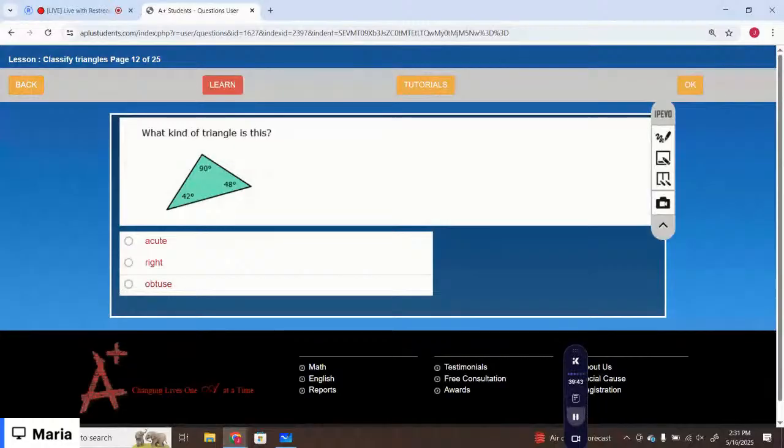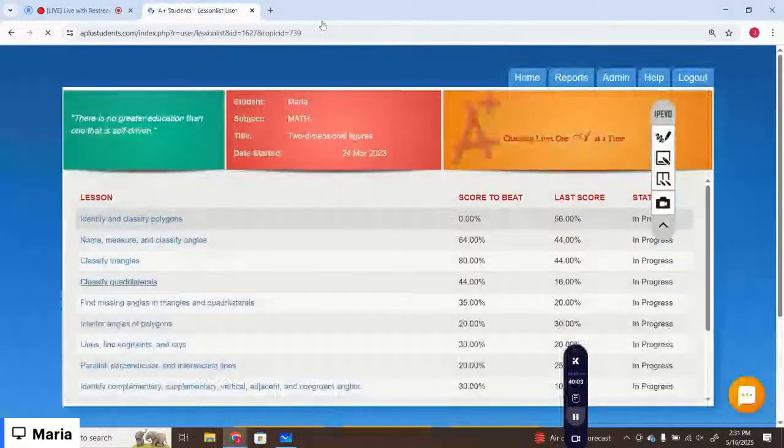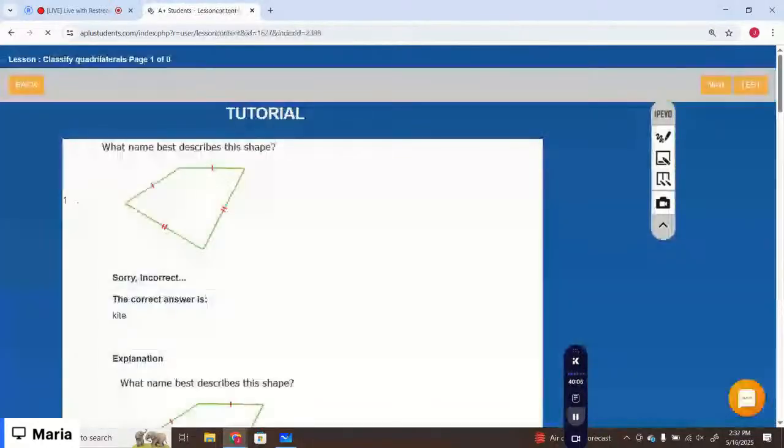What kind of triangle is this? It is a right triangle. Option number two is the right option. Let's just remove the answer. The next lesson is classify quadrilaterals.